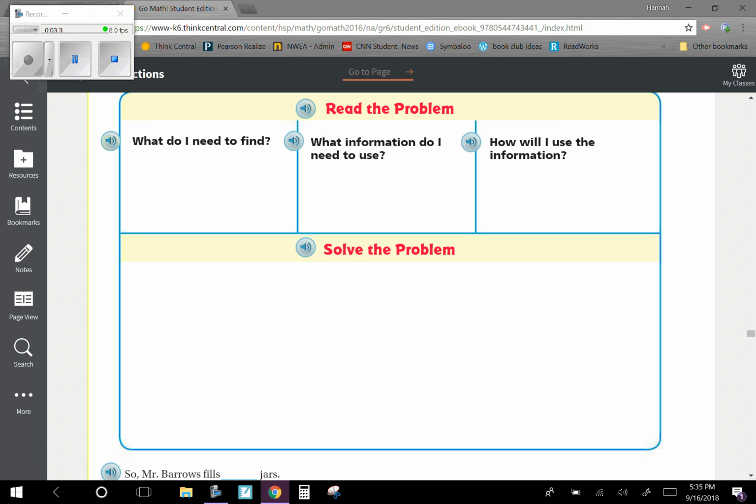What information do I need to use? Mr. Burrows starts with 2/3 cup and puts 1/12 cup in each jar. He has 1/6 cup left over. Those are all information that they gave us. How will I use the information? So I'm going to draw a bar model to help me find how much salt Mr. Burrows uses and how many jars he fills.